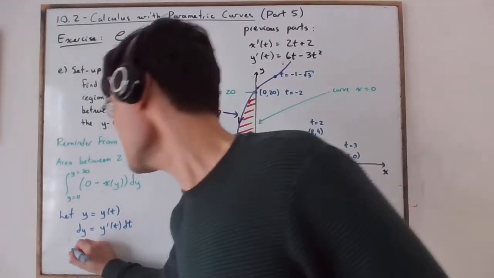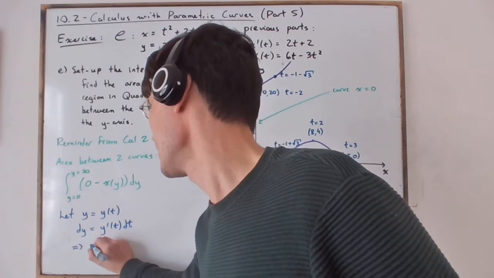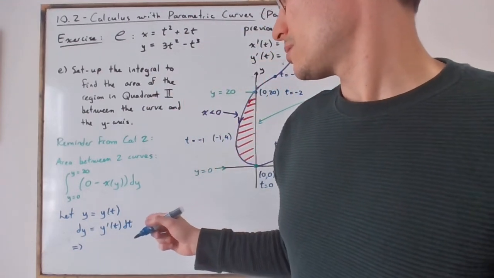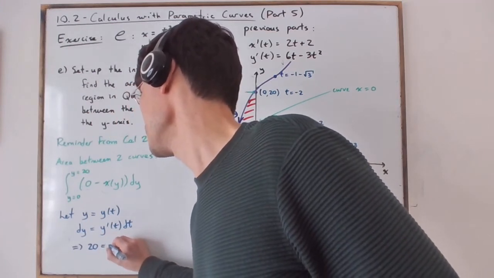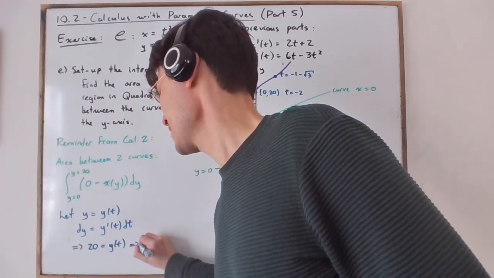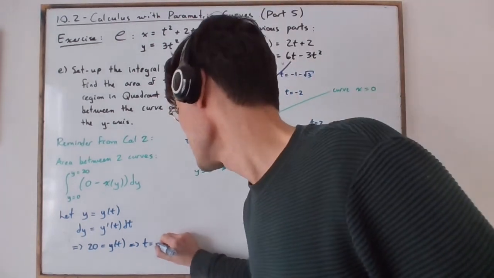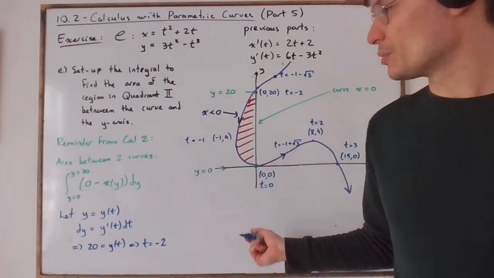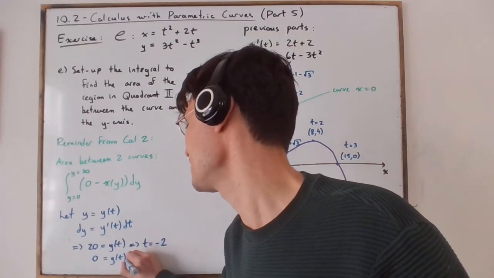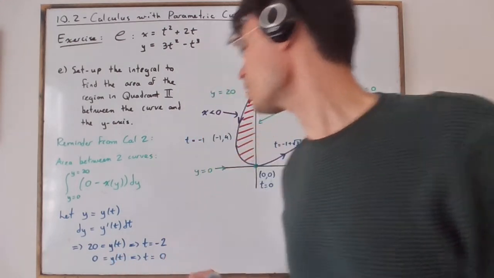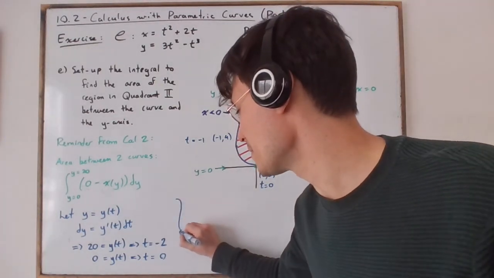From there, we also have to change the limits of integration. We have that 20 is equal to y of t. What is the value of t? We determined before that this corresponds to t equal to negative 2. So when y is equal to 20, t is equal to negative 2. We have to do the same at 0: 0 is equal to y of t, which means t is equal to 0, as we determined before.